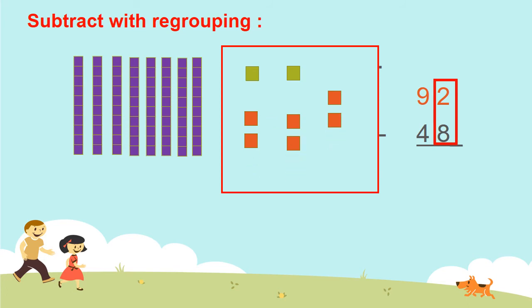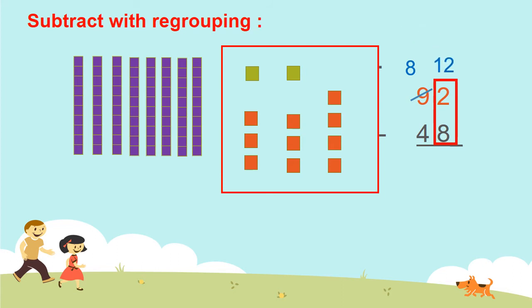How many are these? Excellent, they're 10. Let's count them. 1, 2, 3, 4, 5, 6, 7, 8, 9, 10. Now 10 and 2 make what? 12. Excellent. Now tell me something. How many tens do I have left? Because I took 1, I will have 8 tens. And now I have 12 ones.